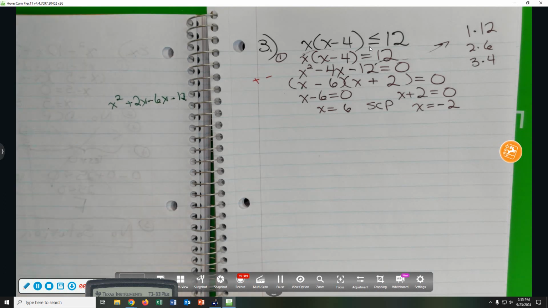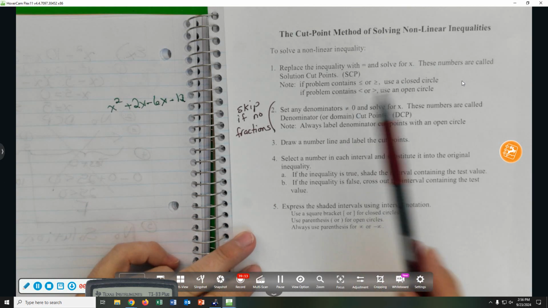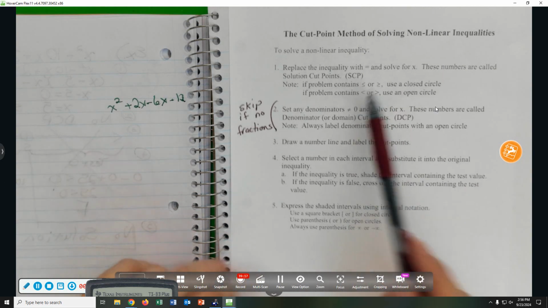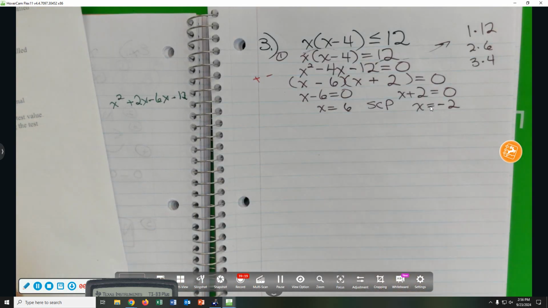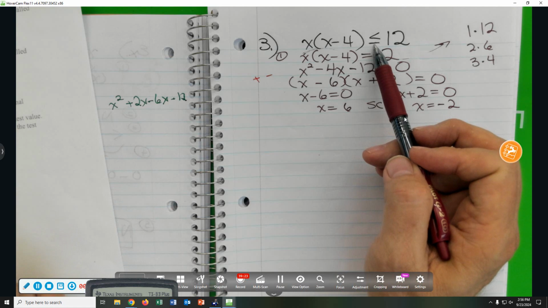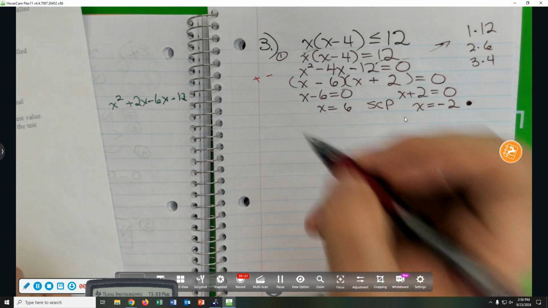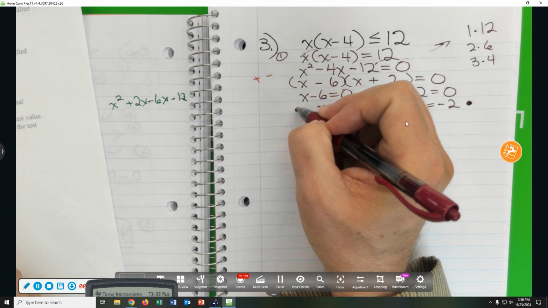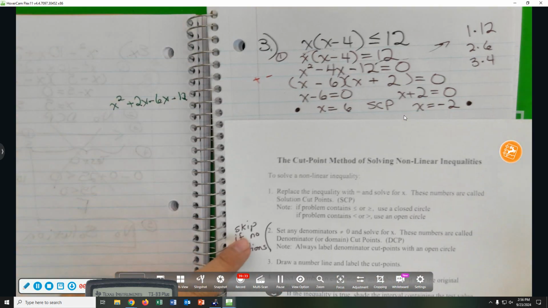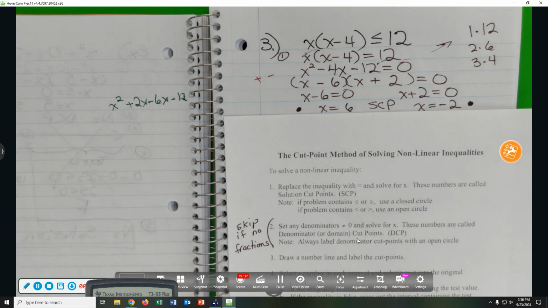You're right. In that order, you're right. But now he wants to know open or closed circles. Closed, because the inequality has an equal to possibility. These numbers make the left side equal the right side. Inequality is okay here, so we have to use closed circles on those. So we found our solution cut points. Any questions?